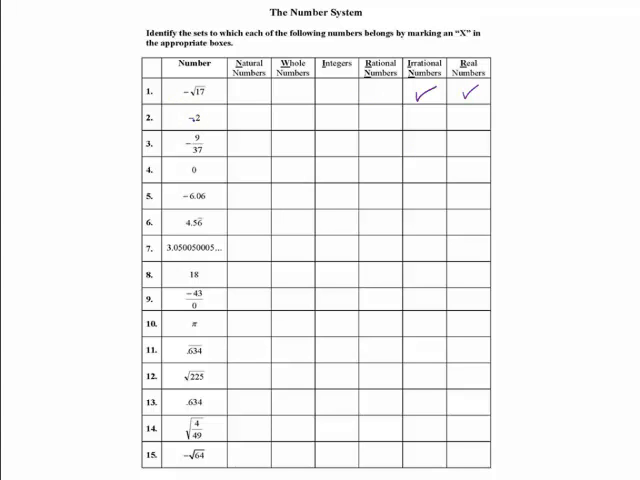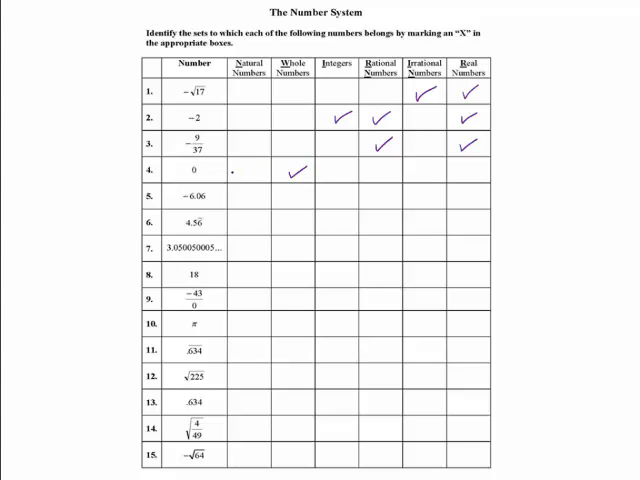-2, this is a whole number, but it's negative. So it's not natural or whole, it's an integer. If it's an integer, it's rational and it's real. Here I have a fraction, a negative fraction, but it's still a fraction. That makes it rational and real.